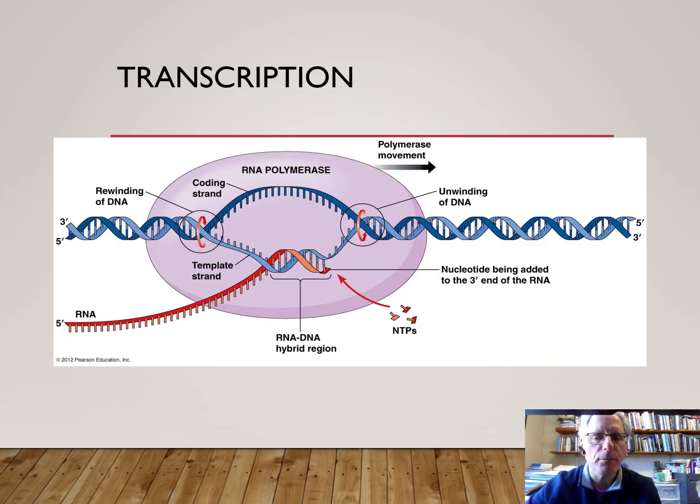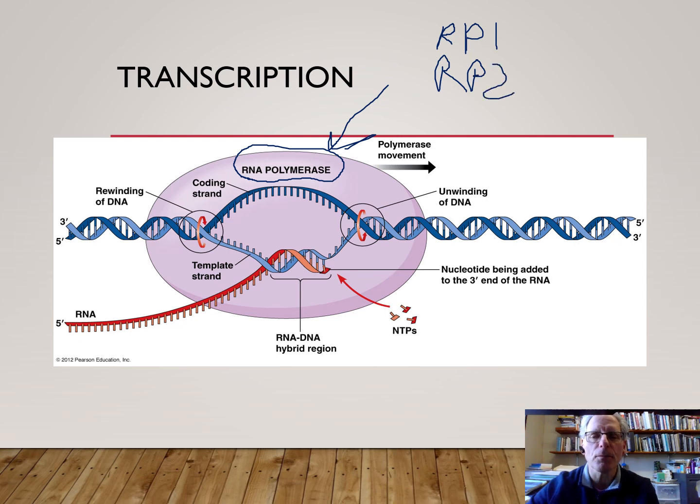Gene expression is mediated by this enzyme RNA polymerase. There are 3 different types of RNA polymerases in eukaryotic cells. There is RNA polymerase 1, RNA polymerase 2, and RNA polymerase, you guessed it, 3. And these have such boring names because they were named by biochemists. Only a biochemist could come up with a name quite so boring.